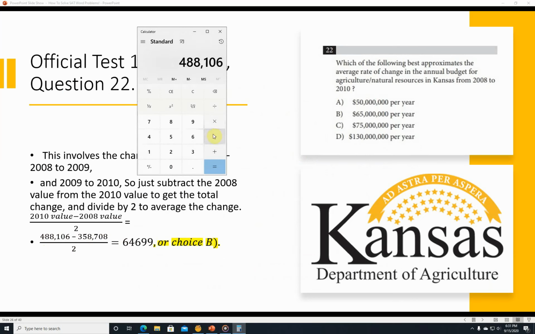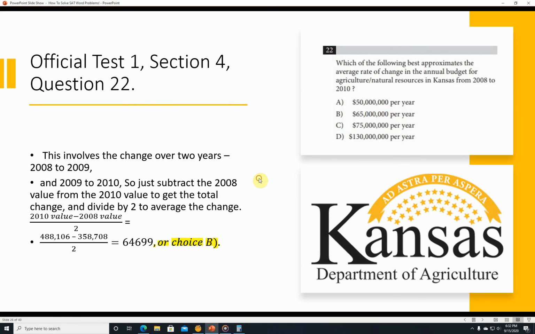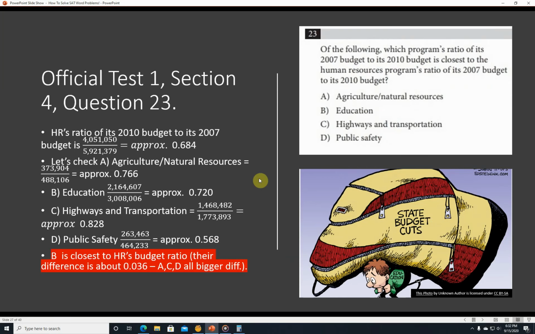If you don't believe me, I don't blame you, but here, let's do it. 488,106 minus 358,708. Boom, that's 129,398 divided by 2, 64,699. So basically 65,000 per year. That's the closest answer. They say best approximate, so the closest answer is what they're looking for.